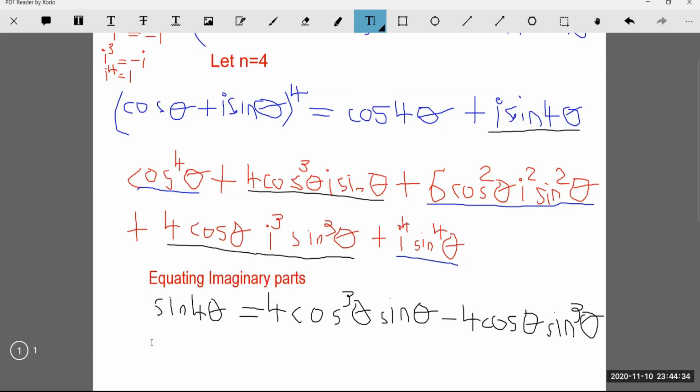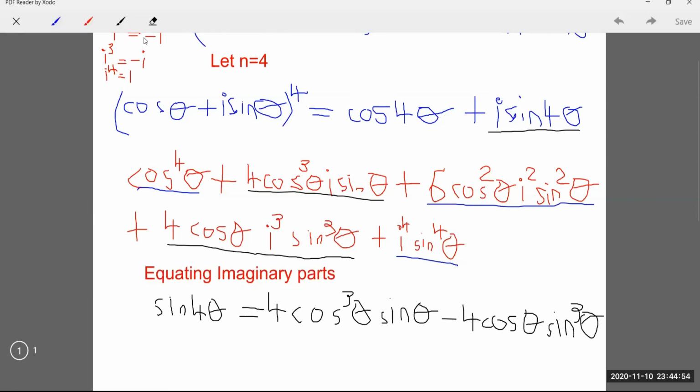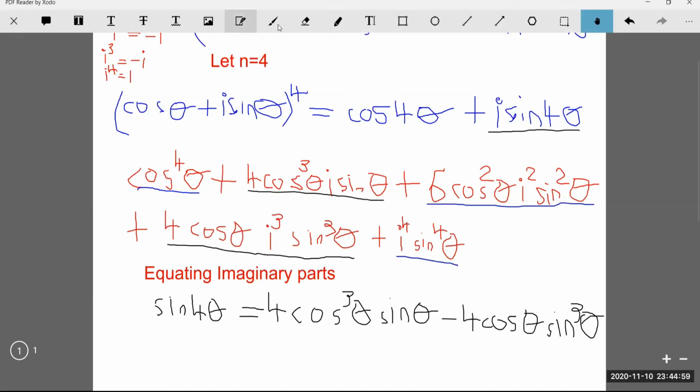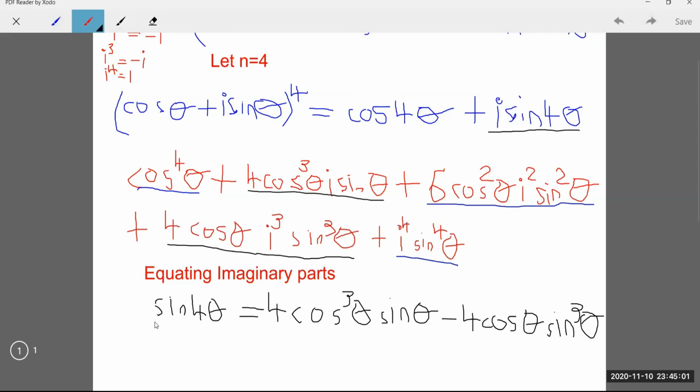All right, now that we equate the imaginary parts, we get that sine 4 theta is 4 cos cube theta sine theta minus 4 cos theta sine cube theta. Now, what the question wanted was sine 4 theta over sine theta, didn't it? Yes, sir. Okay, it was over sine theta. So all we're going to do now is divide both sides by sine theta.